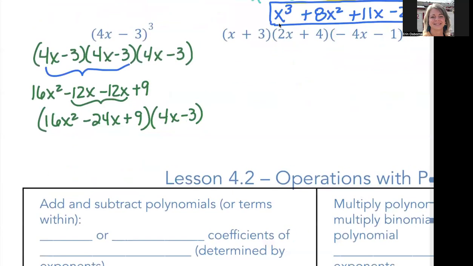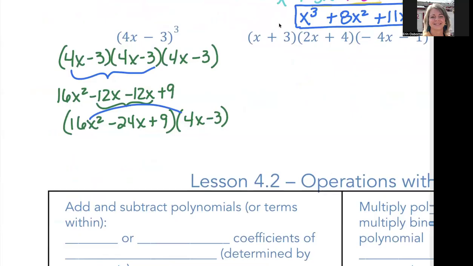And so now again, we want to take 16x squared times both of those to get 48x cubed. Wait, whoops, that's not 48, that's 64. 64x cubed. You can use a calculator on multiplication facts if you want. Then 16x squared times negative 3 is negative 48x squared.